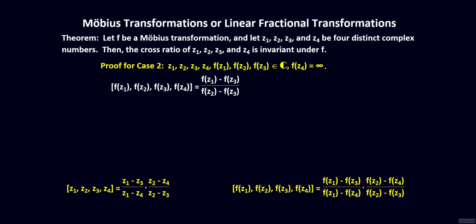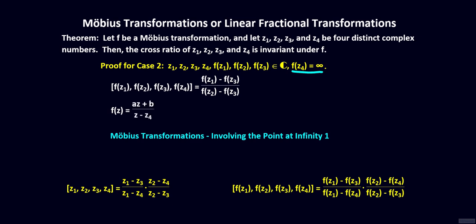Next, we determine a more precise formulation for f of z. In another video lecture of ours, whose title is Möbius transformations involving the point at infinity 1, we had derived a formulation for f of z where f of z sub i for one of the z sub i's is infinity. We have included a link to that video in the description of this video lecture. We applied the same strategy to derive the formula for f of z when f of z sub 4 is infinity. If f of z sub 4 is infinity, then f of z can be written in the form the quantity a times z plus b divided by the quantity z minus z sub 4.